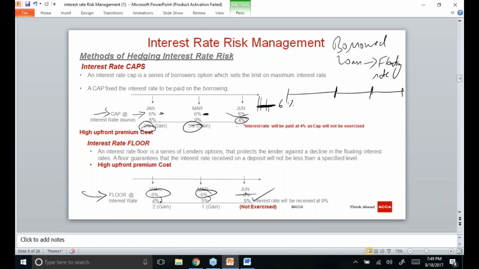But in both cases, cap and floor, these are not that familiar and not that common in the market, because in both cases you have to pay a premium cost upfront, and that premium cost is very high, and you even have to pay in advance. So that's why these are not popular contracts in the market.